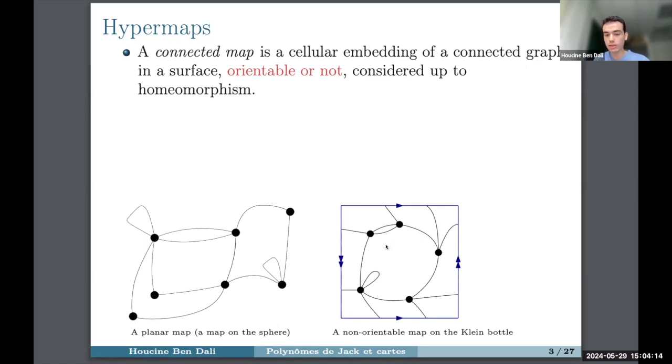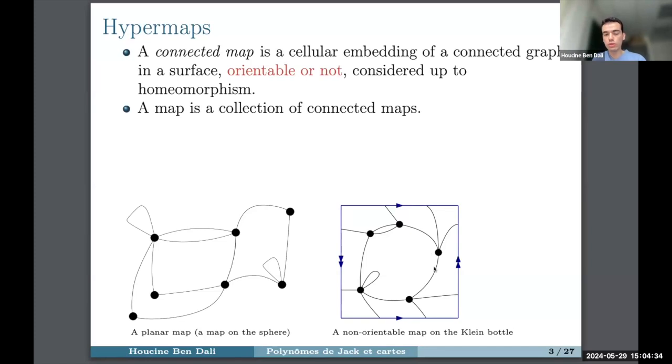The second example is non-orientable, and it is drawn on the Klein bottle, a non-orientable surface of genus 1. Here the square represents the Klein bottle. As in Victor's talk, we should glue the edges of the square using these arrows, and then inside of it we have the map.